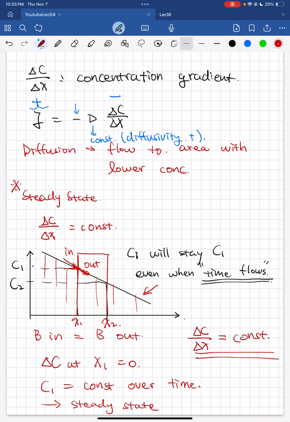I'll mark this on the next lectures with Fick's second law.